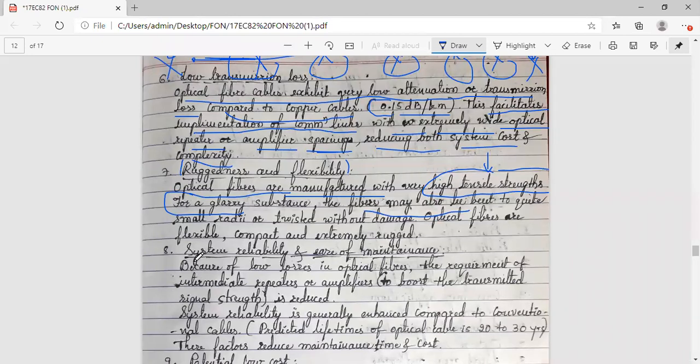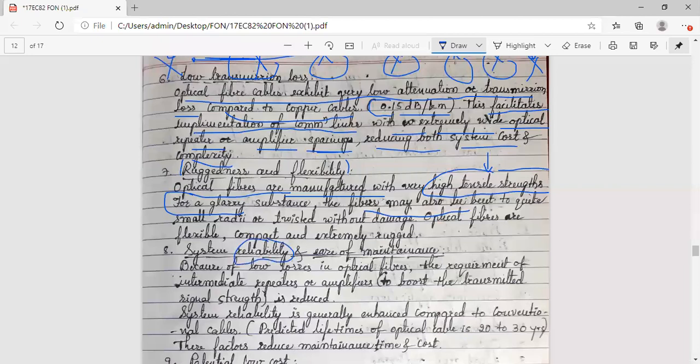The next advantage is system reliability and ease of maintenance. Because there are very few attenuation losses in the case of optical fibers, the requirement of repeaters and amplifiers will be reduced. We don't require as many repeaters and amplifiers as you may use in the case of conventional conductors, if you use those conventional cables. So at least that will be less. Because of this, the system cost will be reduced, and even the maintenance will also be reduced.